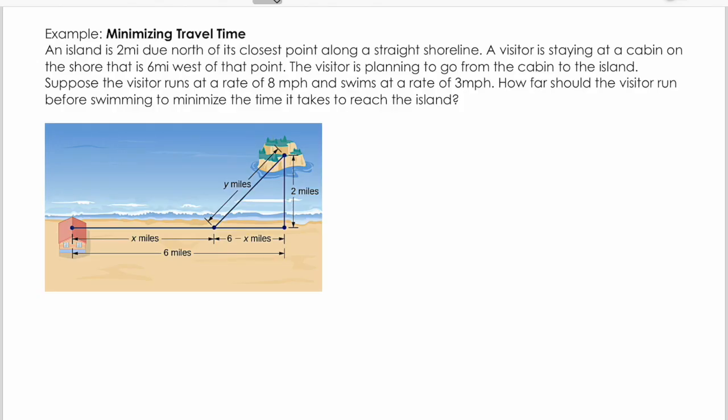In this example, we're going to minimize travel time. The first 2 examples, we maximized something. Now we're going to try minimizing something.